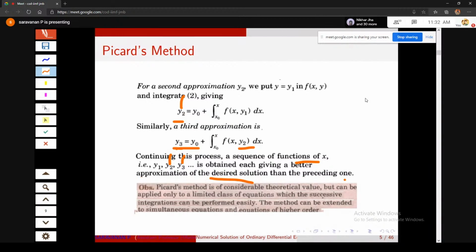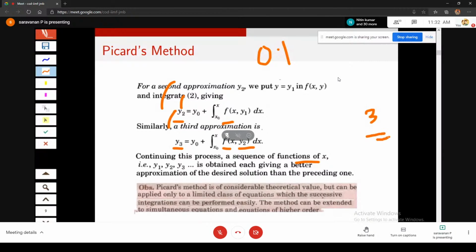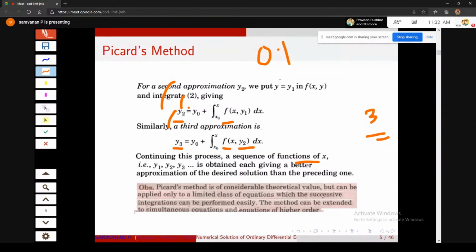Okay, for example, if you want to compute the answer correct to 3 decimal places, then check y2 and y3, you substitute the x value. For example, assume that you want to compute the value of y at 0.1, correct to 3 decimal places. Then after finding y2, you compute the value of y at 0.1 using this. You will get some answer. Then after finding y3, you substitute 0.1. That is the third approximation of y. Suppose these two answers are same, correct to 3 decimal places, then you stop. Okay, so it depends upon how many decimal places you want to find the answer.